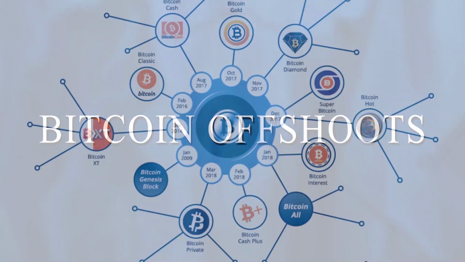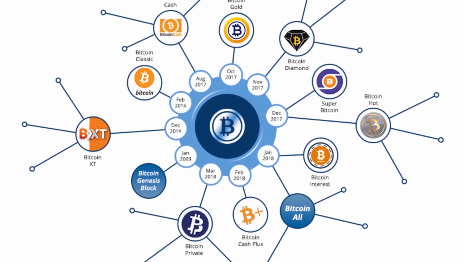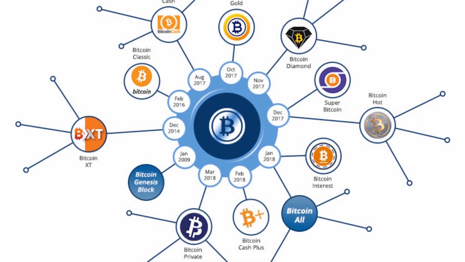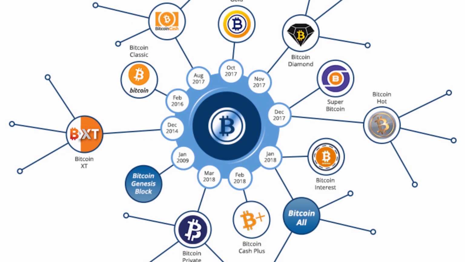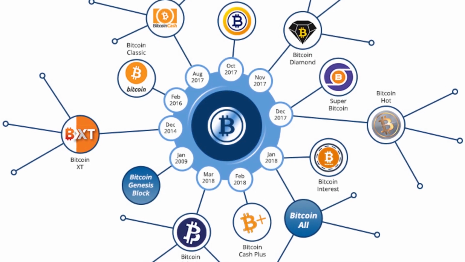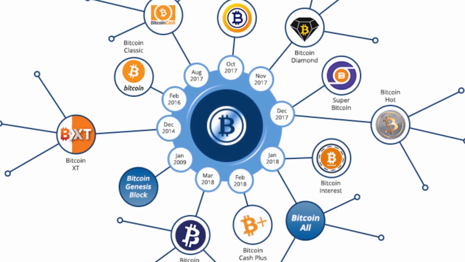Bitcoin offshoots. This refers back to the previous entry of hard forking Bitcoin. So over the years, many people have hard forked Bitcoin and tried to make copies. There are loads of offshoots such as Bitcoin Cash, Bitcoin Gold, and Bitcoin Classic.